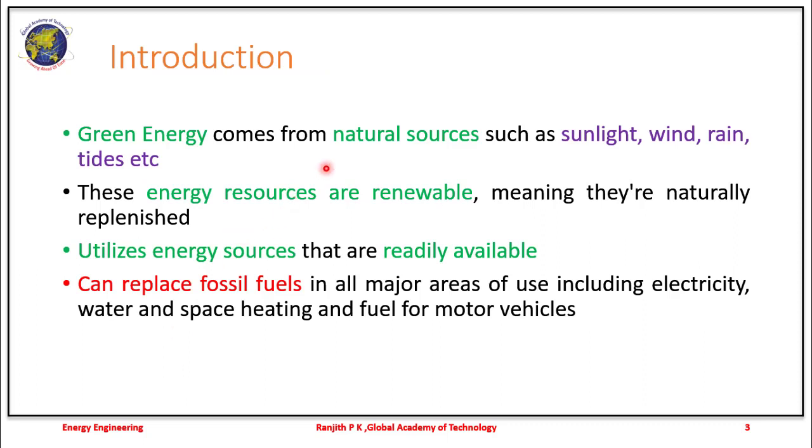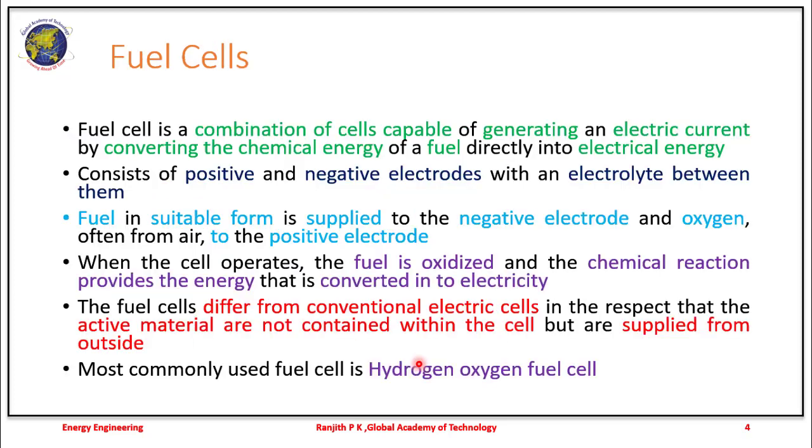Green energy comes from natural resources such as sunlight, wind, rain, tides, etc. These energy resources are also categorized as renewable, which means they are naturally replenished. This green energy utilizes energy sources that are readily available, and it can easily replace fossil fuels in all major areas of use, including electricity, water, space heating, and fuel for motor vehicles.